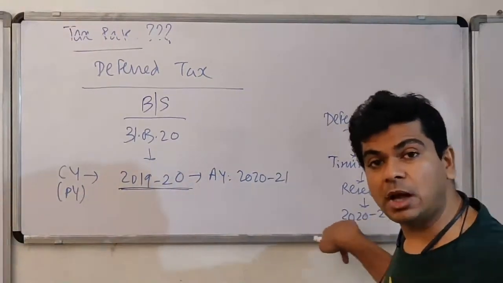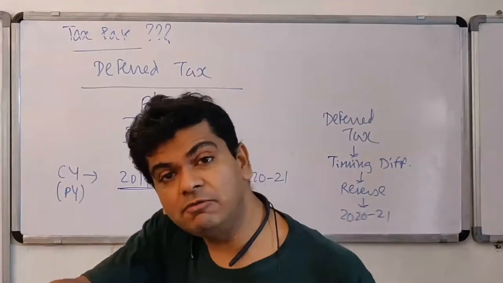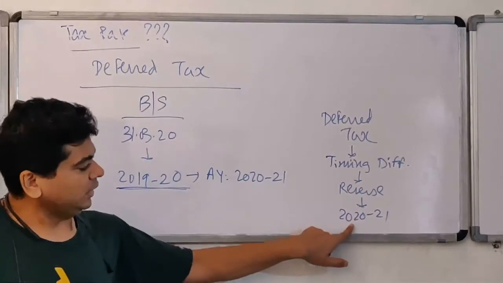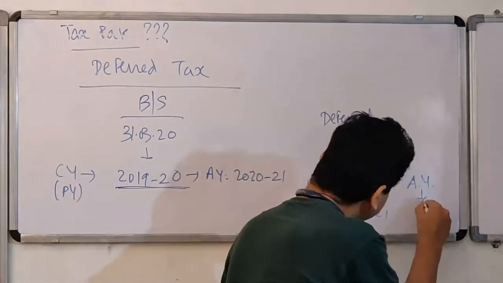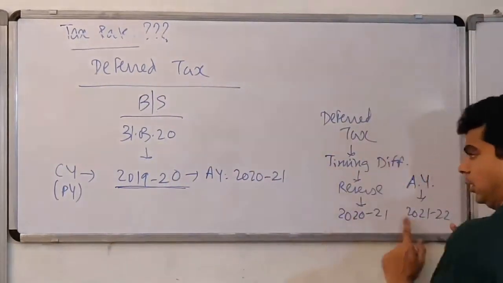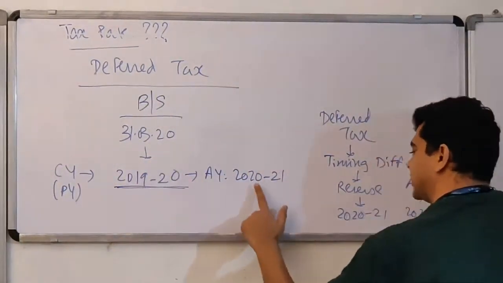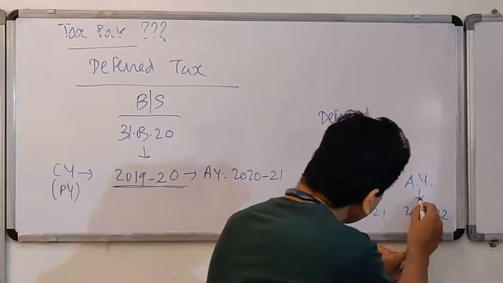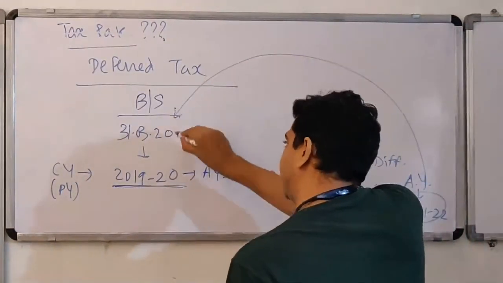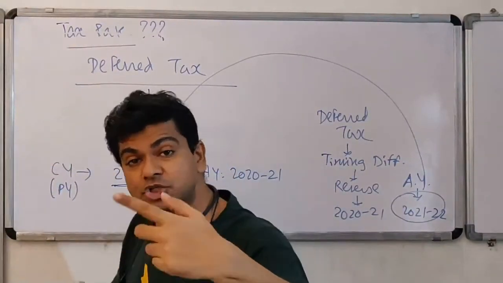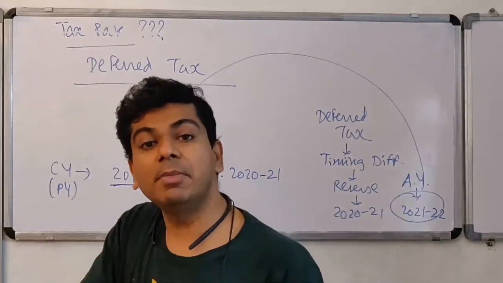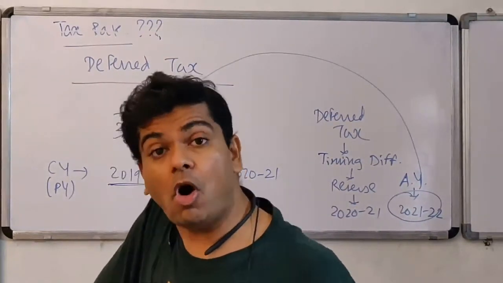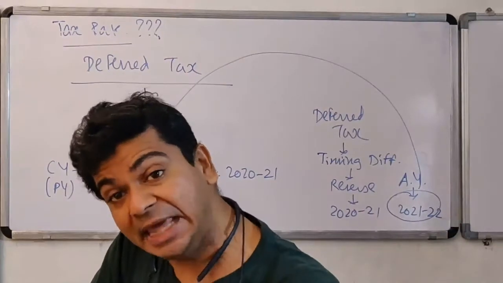Now, if it will reverse in 2020-21, then that reversal will depend upon the tax provisions of that particular year. So if you are saying it will reverse in 2020-21, that means its assessment year is 2021-22. So please understand, when it comes to current tax, my assessment year is 2020-21. But when it comes to deferred taxes, then my assessment year is 2021-22. Now the important question. Deferred taxes will be measured on 31st March 20, but these deferred taxes will result into higher taxes, or lower taxes in the next year.